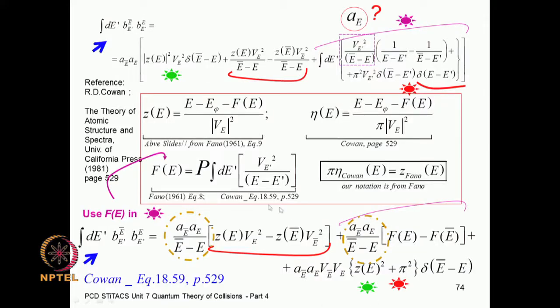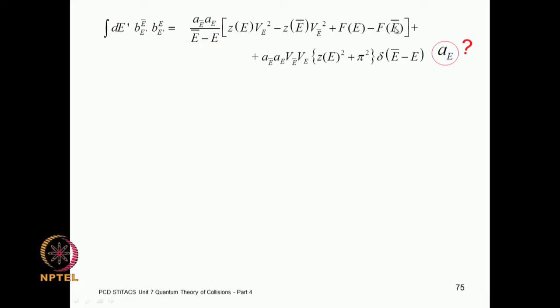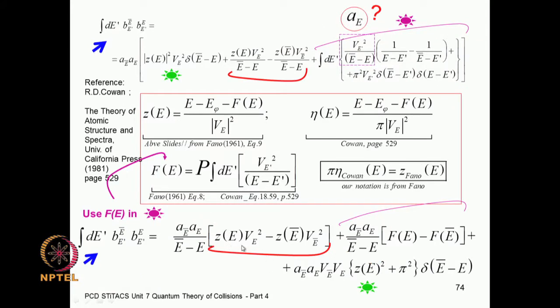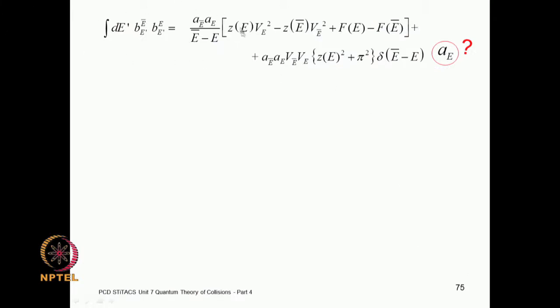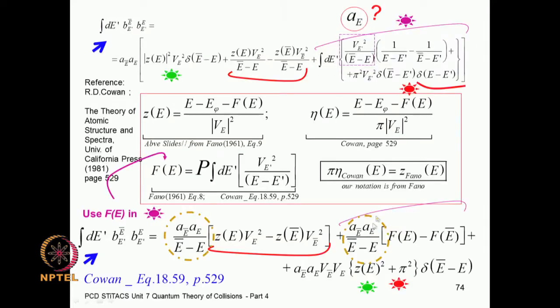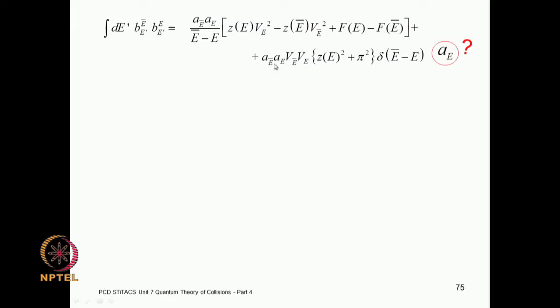So here you are, and now you have this term as common in this factor, so we can factor it out, and I have factored it out and written the remaining four terms. They are now in terms of f of e and f of e bar, and here I have z v square, and here I have z e bar v e bar square. So these are the four terms which will be in the remaining second factor. This has been factored out, and this is the residual part which we had written here, which had the z square plus pi square and the Dirac delta. So here it is. You have a e bar a e, v e bar v e, z square plus pi square, the Dirac delta. So we've got all the terms.